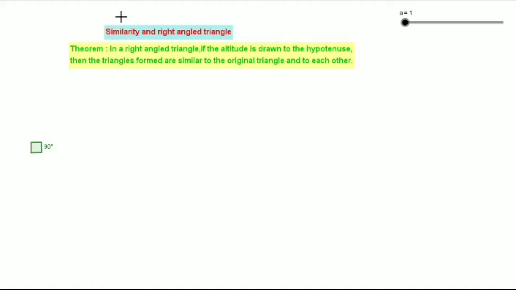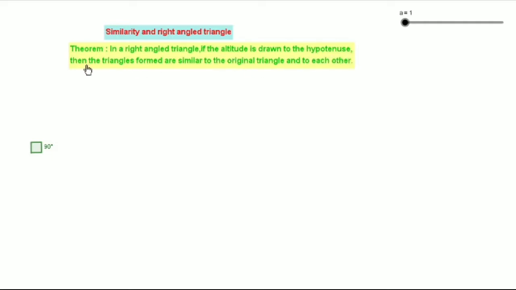We have studied the chapter on similarity, and the properties that we have studied in the similarity chapter, that is the tests of similarity. Using the tests of similarity, we are going to prove some theorems in the chapter Pythagoras theorem. So let's see the first theorem, that is similarity and right angled triangle. The theorem related to this topic, let's see its statement.